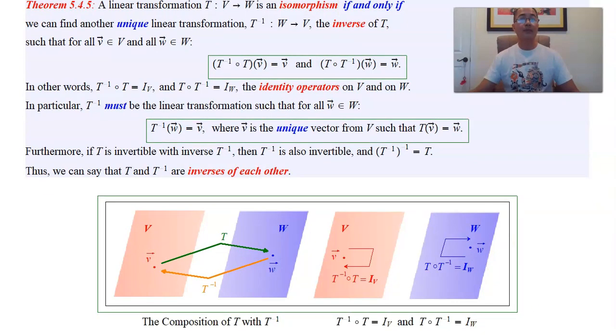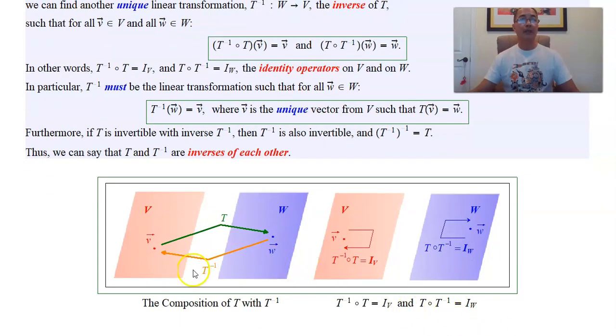So here's the diagram. Let me scroll down just a little bit. So the composition of T with T inverse goes this way. T takes V to W, and T inverse takes W back to V. So if you take the composition T inverse composed T, V goes back to V, and similarly for T composed T inverse, W goes back to W.